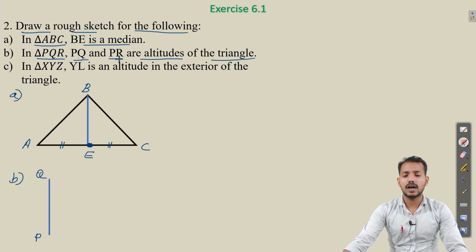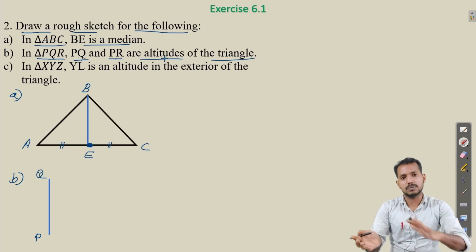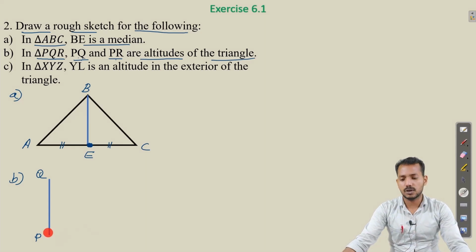Here PQ and PR are altitudes, which means they should be perpendicular. PQ should be perpendicular to PR and PR should be perpendicular to PQ. So we have to draw a line from P which is perpendicular to PQ. So let's draw that one. Okay, this perpendicular line I have drawn. This is 90 degrees. Okay, and give this vertex the name R.